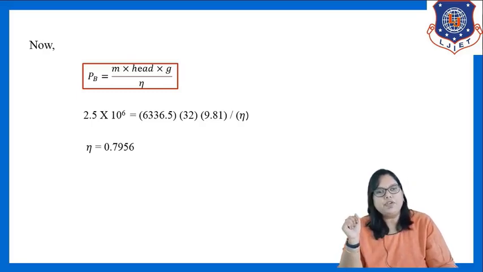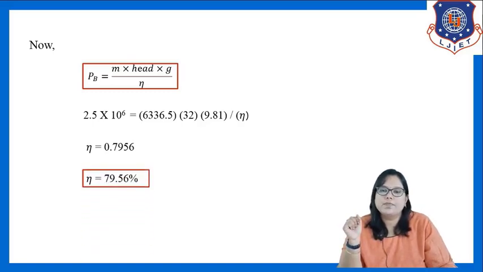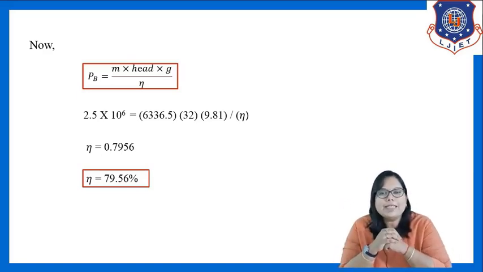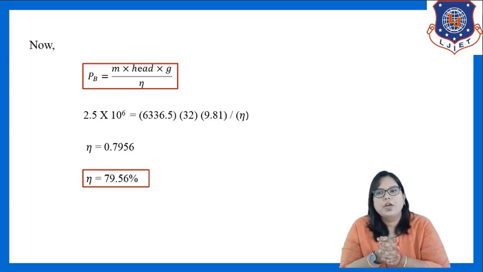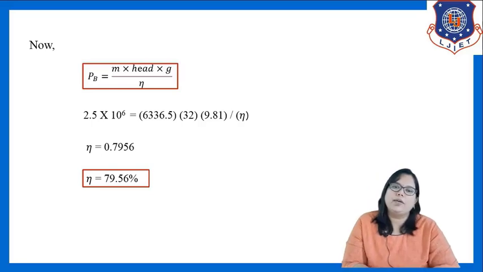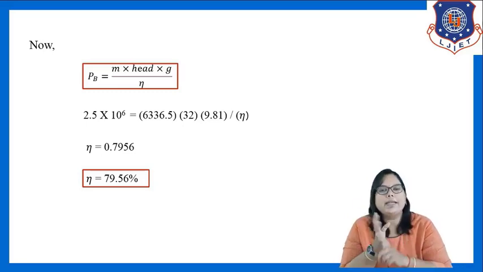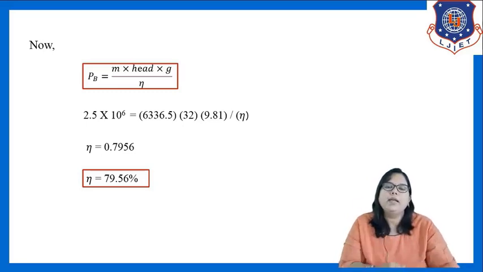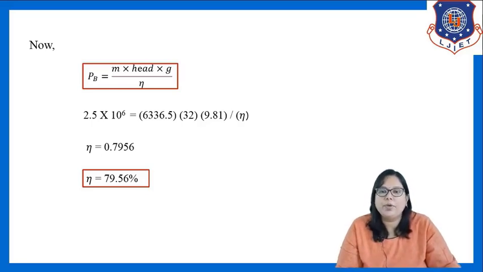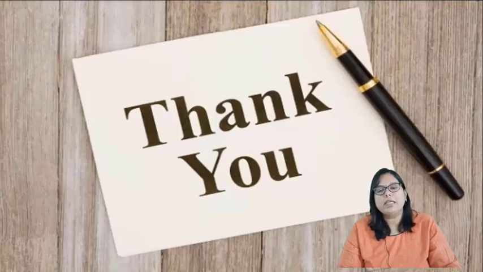0.7956. But efficiency we always represent in terms of percentage, so multiply it with 100. Efficiency of the pump eta is equal to 79.56%. So in this way, using this formula, we can calculate efficiency. In today's session, we have seen two types of examples, to calculate net positive suction head and to calculate efficiency of any given pump. So in this way, we can solve examples on the pump.